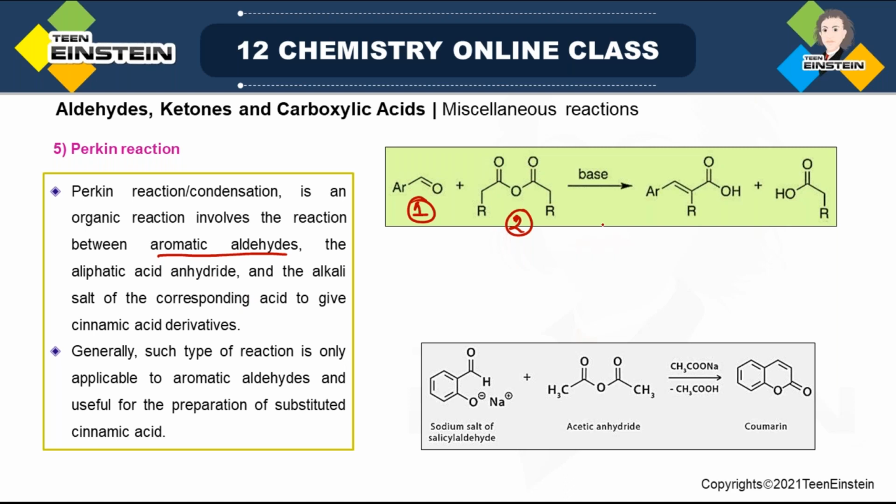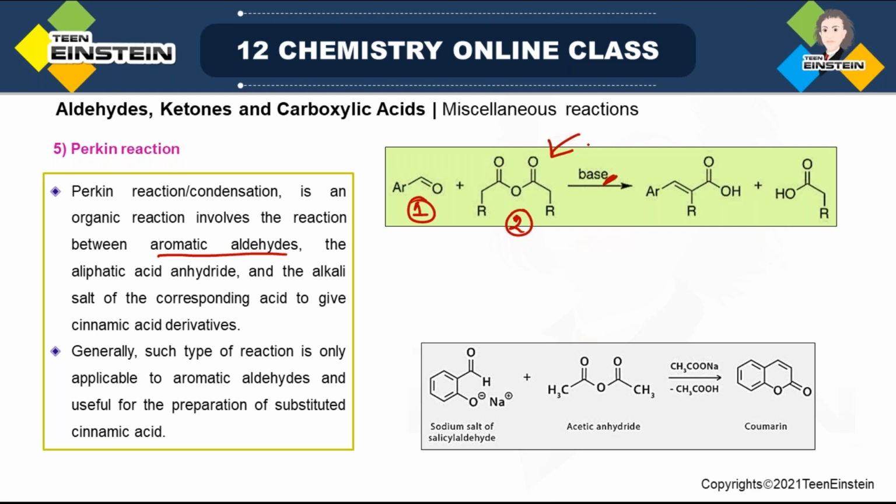This is the general structure of anhydride. There is an RCH2 group on both sides of the CO-O-CO linkage. And you also have to take a base, but not just any base. What type of base should be taken is restricted. So here you have to take the alkali salt of the corresponding acid. But when I say corresponding acid, what I actually mean is the acid from which you have this anhydride.